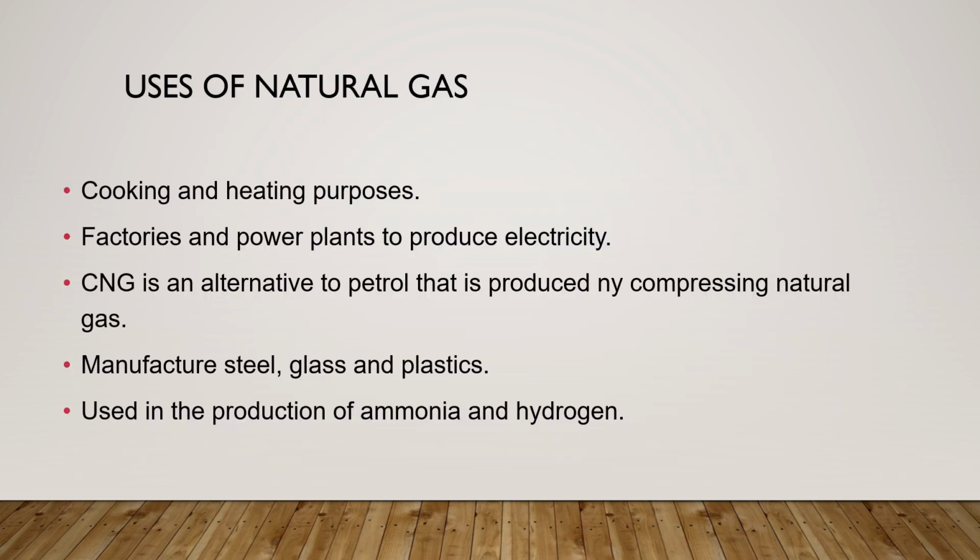The major uses of natural gas are cooking, and it is used in factories and power plants to produce electricity. CNG is an alternative to petrol and is produced by compressing natural gas. It is also used in the manufacture of steel, glass and plastics, and in the production of ammonia and hydrogen. So these are the main uses of natural gas. Now we will learn a bit about petrochemicals.